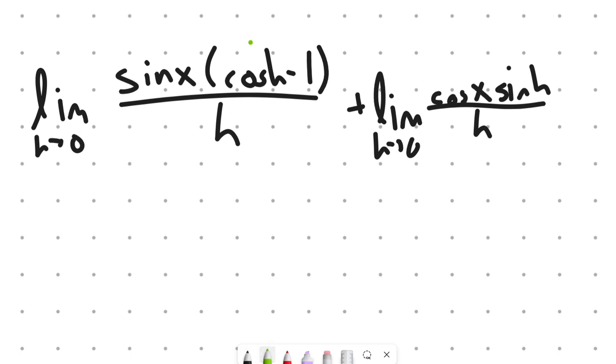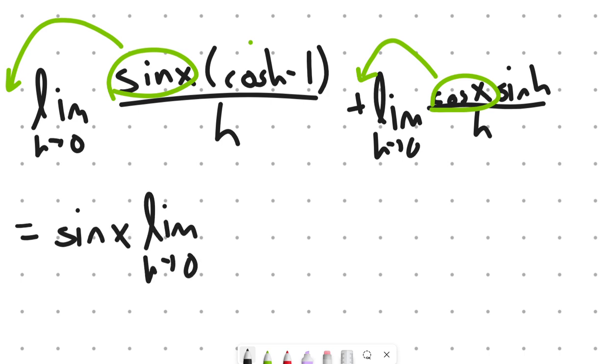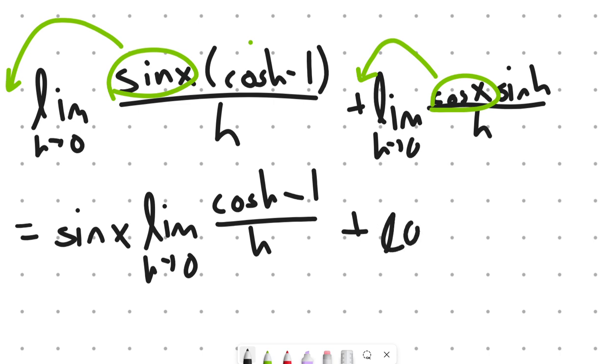Now let's look at the sine of x and the cosine of x. The sine of x and the cosine of x have a variable x and don't include any variable that is h. So from the perspective of the variable h, it's just a constant. So the limit of a constant is just a constant by itself. So we just put it outside the limit. So we can just say it is sine of x times the limit as h approaches 0 of cosine of h minus 1 over h, plus cosine of x times the limit as h approaches 0 of sine of h over h.